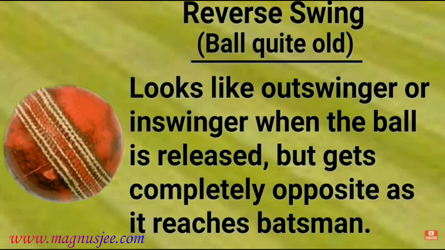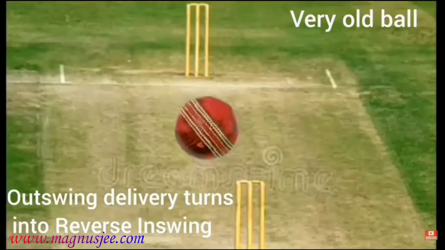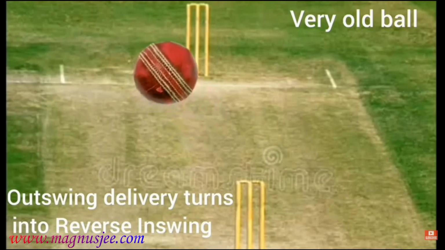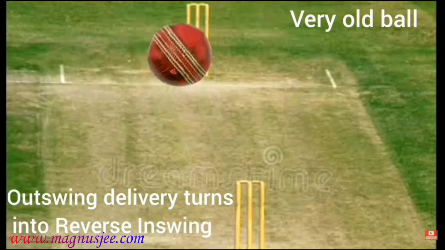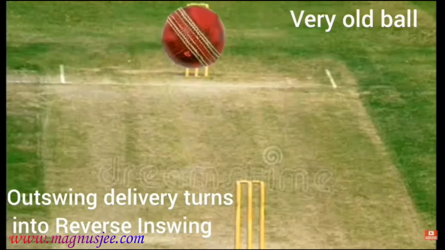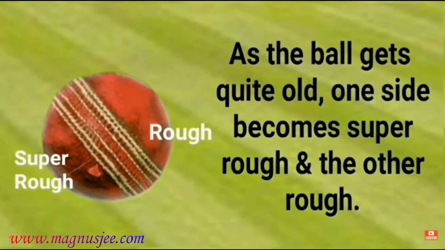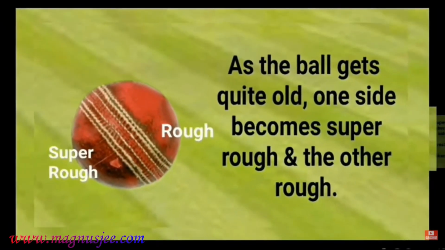And we also have a look at a slideshow. For reverse swing, the ball looks like an outswinger or inswinger when the ball is released, but it's completely opposite when it reaches the batsman. Here the seam is angled towards offside, and it is thrown in this direction, but the ball will swing towards leg side. Though the seam is pointing towards offside, the ball will swing towards leg side.